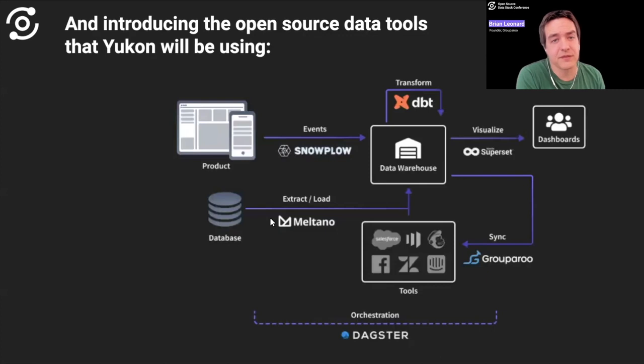To do that, we have some great vendors from the open source data world here today, walking through this pipeline that James talked about. We're getting events from Snowplow. We're getting data in from our transactional database and tools from Meltano. We're transforming that with dbt. We're visualizing it with Superset, and we're syncing that back to those tools, reverse ETL using Grouparoo, coordinating all of it with Dagster.